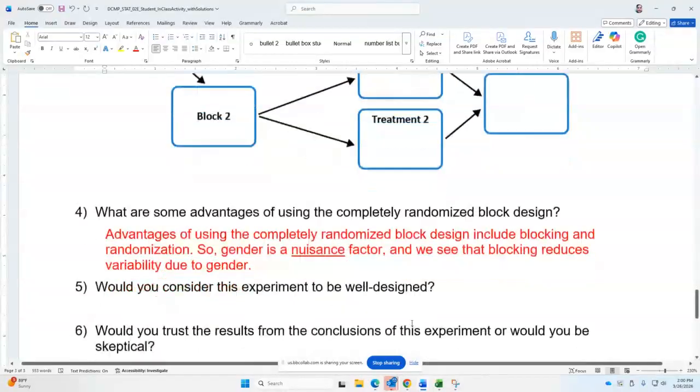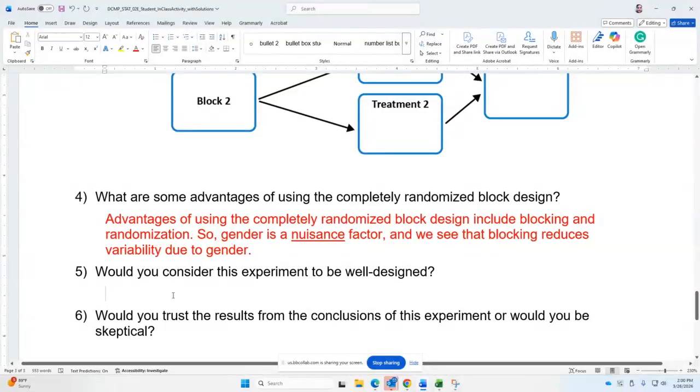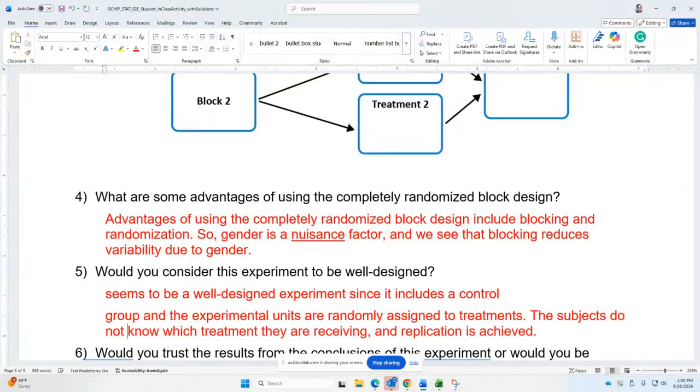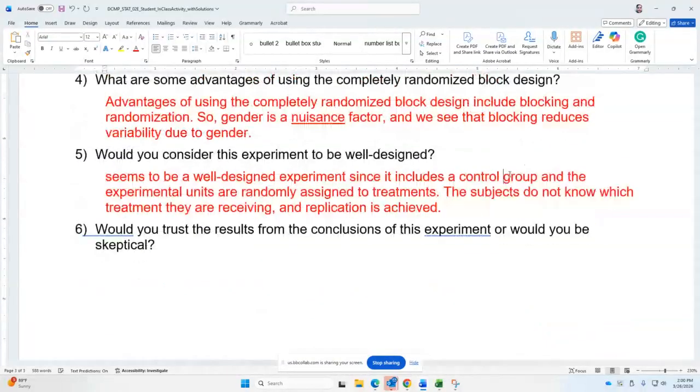So question 5 now. Would you consider the experiment to be well designed? The answer is yes. It does seem to be a well-designed experiment since it includes a control group. The experimental units are randomly assigned to treatments, and the subjects do not know which treatments they are receiving, right? So they're blinded, and replication is also achieved. So I'm going to leave that there. There we go. You can pause and write that down.